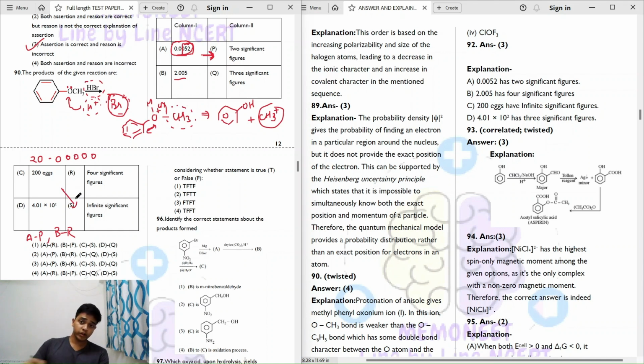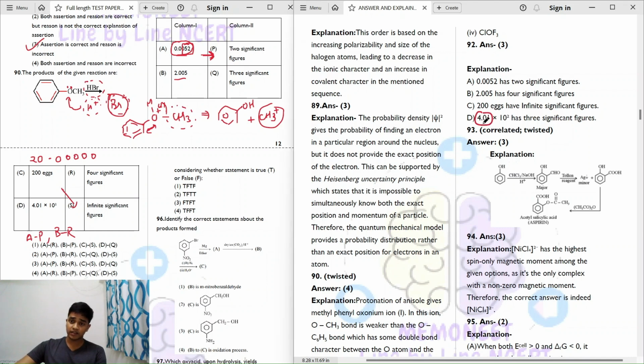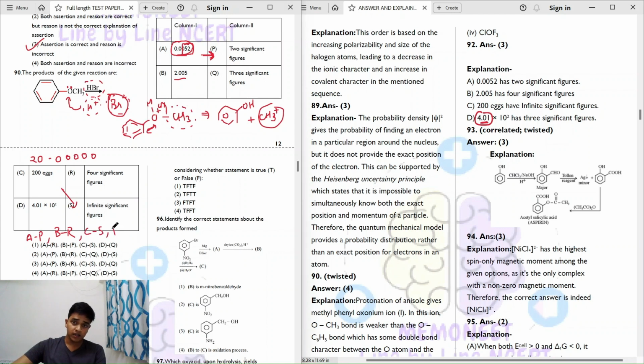And if we talk about 4.01 multiplied by 10 raised to the power 2, we'll just take a look at this portion. In this we have 4, 0, and 1. All three will be significant figures. So D will be matched to Q. So we have C matched to S and D matched to Q. This gives us the correct answer as option 3: A, P, B, R, C, S, and D, Q.